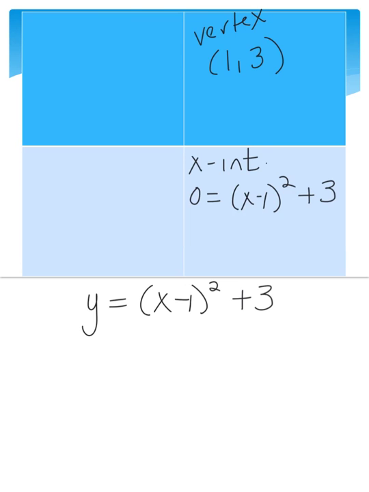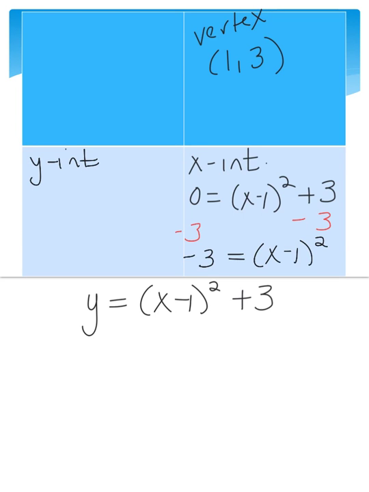If we use the square root method and subtract 3 from both sides, we've got -3 equals the quantity x minus 1 squared. Well, I can't take the square root of a negative number, so something must be strange with these x-intercepts. It doesn't look like there are any. Let's look at y-intercepts.